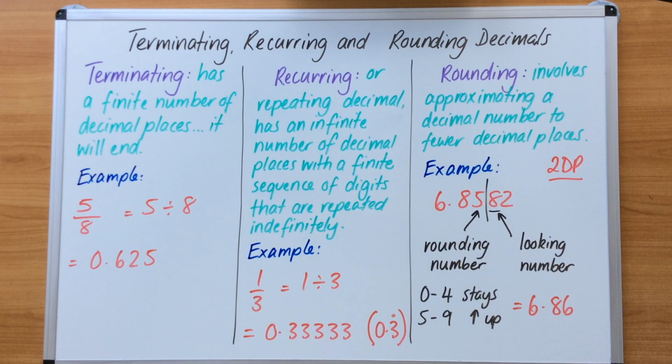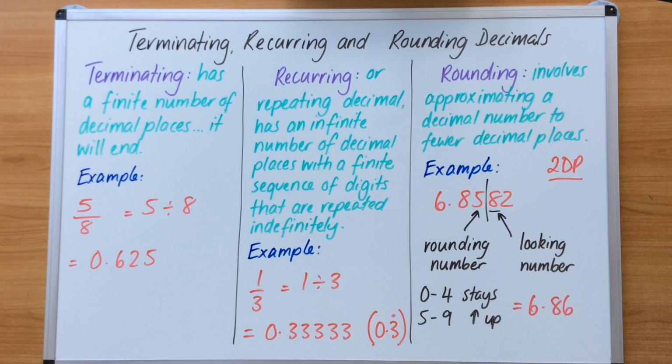So an example, if we take 1/3 and change that to the division symbol, so 1 divided by 3, it will give you an answer of 0.333333. It will recur, continue. But in this bracket here, I've actually written how you would write that. So 0.3 with a dot above the 3 because it tells you that that number will repeat.